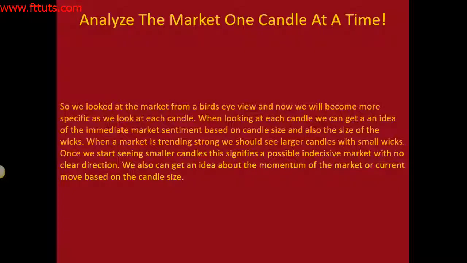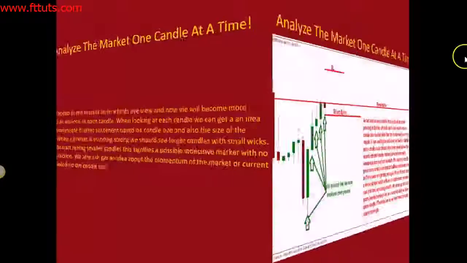When a market is trending strong, we should see larger candles with small wicks. Once we start seeing smaller candles, this signifies a possible indecisive market with no clear direction. We also can get an idea about the momentum of the market, our current move, based on the candle size, and we'll look at that right now.